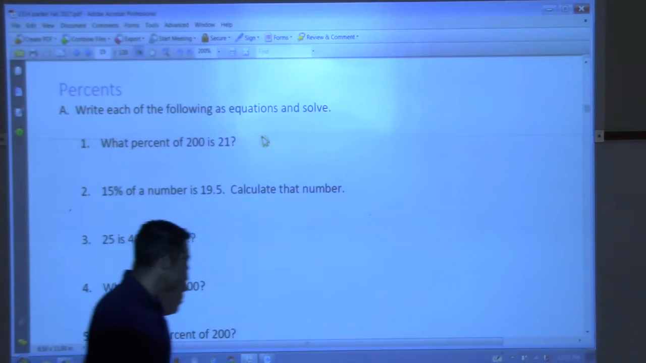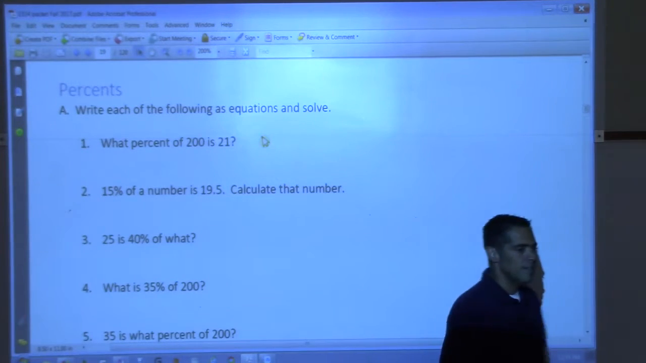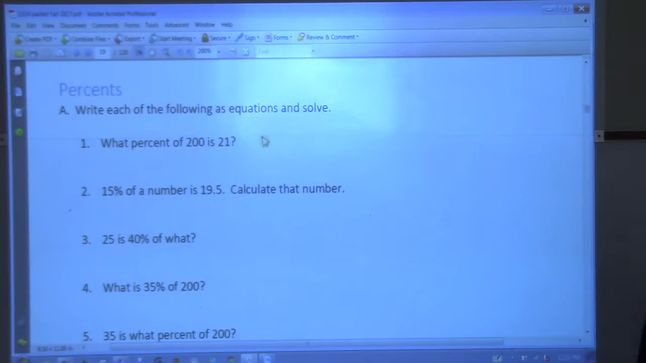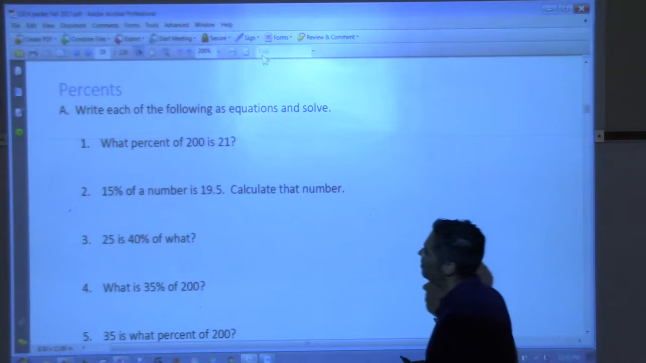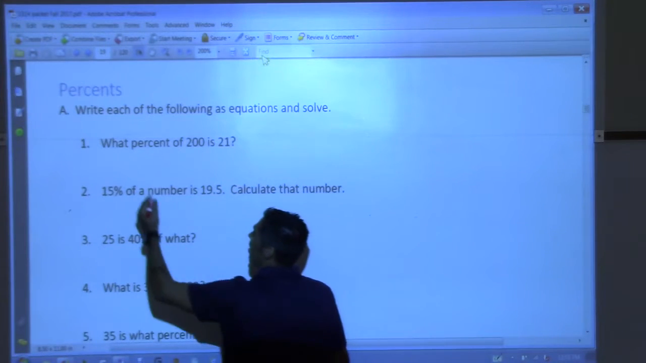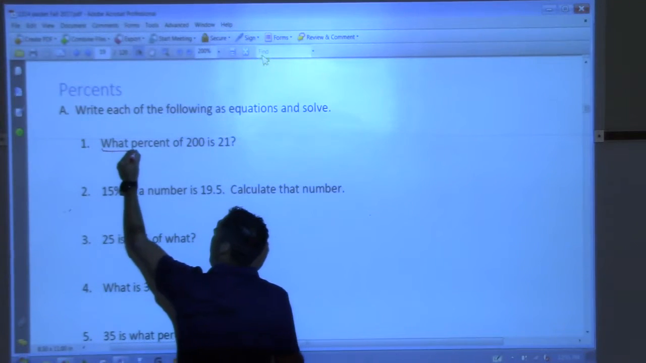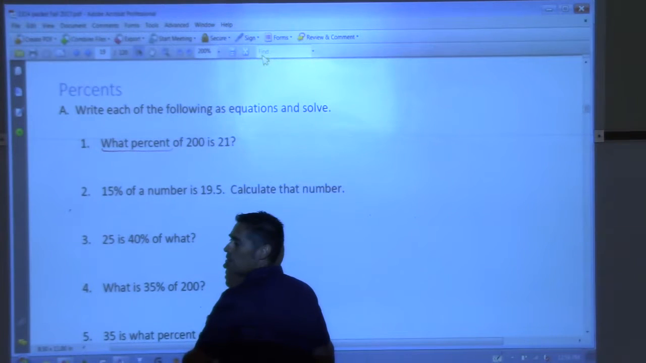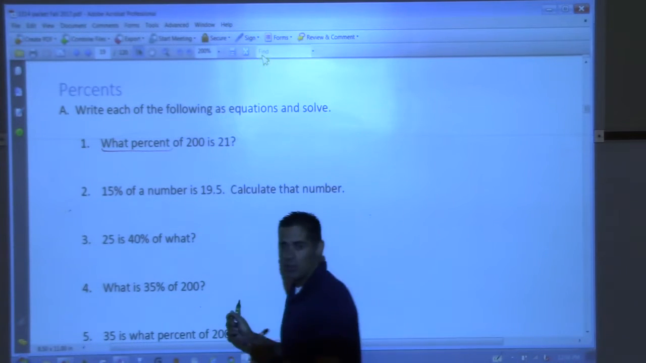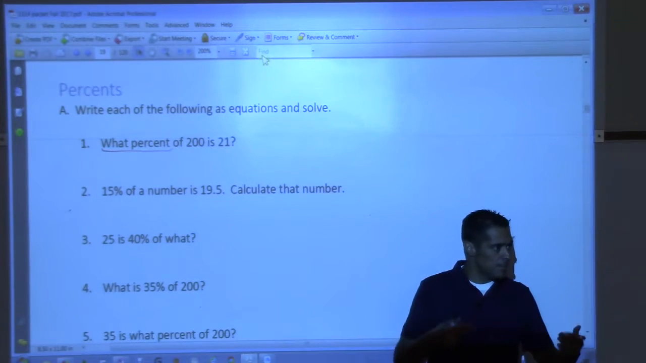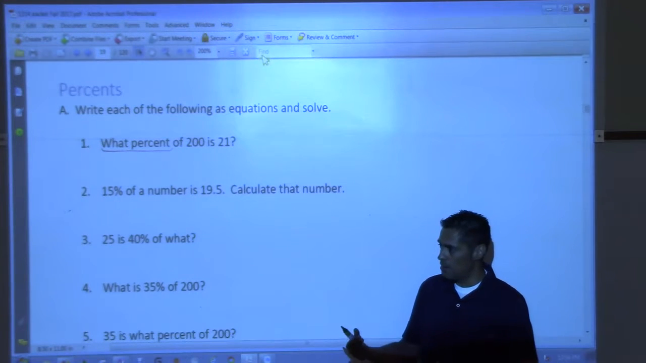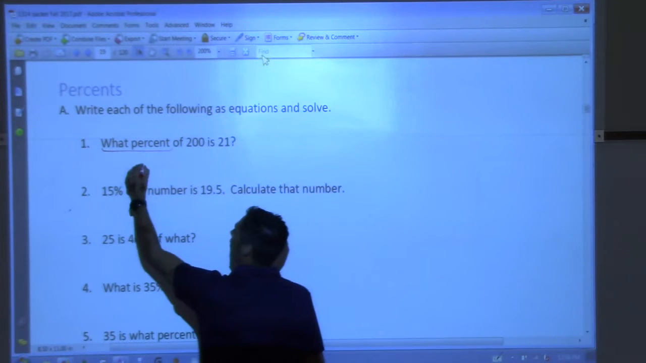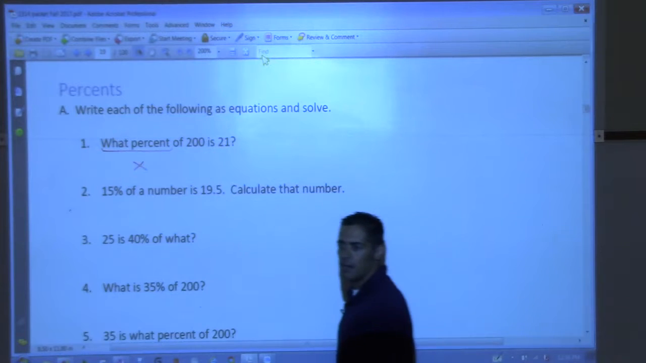So what we need to do here is recognize key words in these sentences. When you say what percent, that is what they're looking for. You have to give them the percentage. They're asking what percent, so this is really like x in the problem.